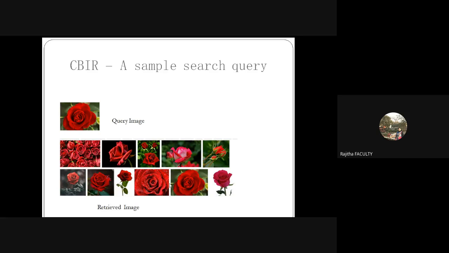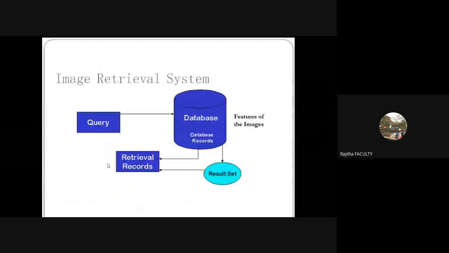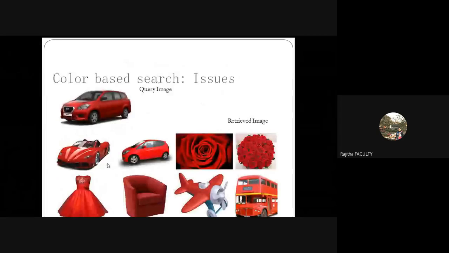If color is used, obviously I'm getting red roses, so it is acceptable. But is it good for your search machine to rely only on colors? Obviously not. If you observe another query which is also on the color concept, I have given a car image as the query and I'm searching on Google. I got all these images from a color-based search, only on color.